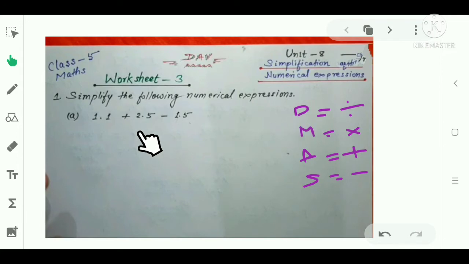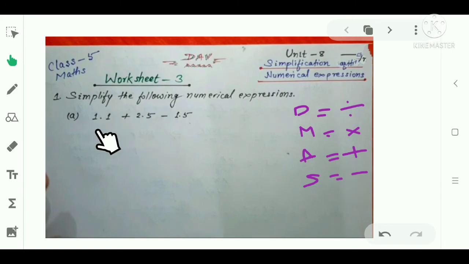In these questions, when two signs come together, then we use DMAS. DMAS means division we will solve first, then multiplication, then addition, then subtraction. So by applying this method, we will solve this question. It is 1.1 plus 2.5 minus 1.5. So first we will solve addition, then we will do subtraction.